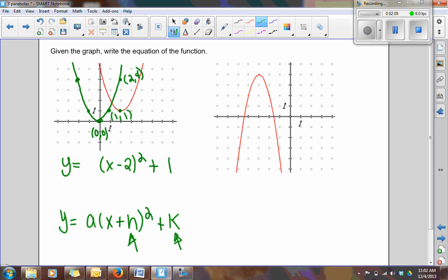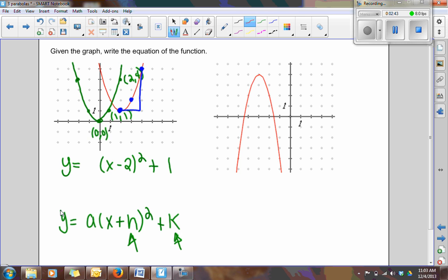So the transformed function, the vertex just moved 2 to the right, 1 up, but it hasn't stretched or shrunk. A hasn't changed at all. So from there, if we go up 1 over 1, we've got our point. And if we go over 2 and up 4 from the vertex, so over 2, up 4, we've got our second point. So we know that a hasn't changed. It's still 1 in that example.